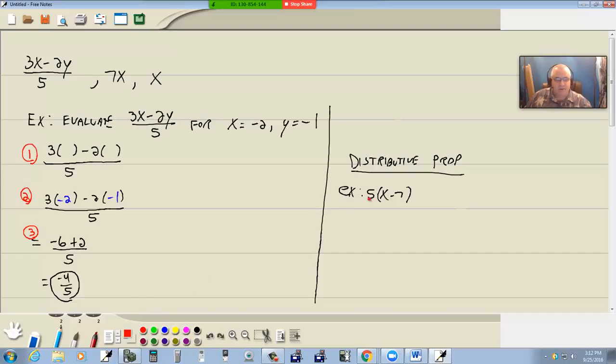Then you can use something called the distributive property, which means we'll take the 5 times x and 5 times -7. 5 times x is 5x. 5 times -7 is -35. And that would be our answer. So that's the distributive property.